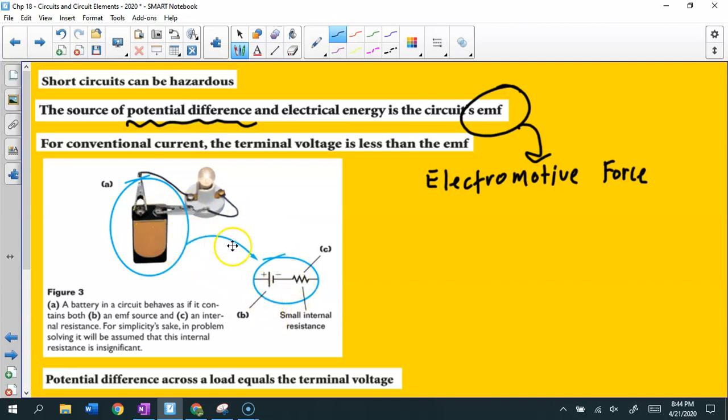So this battery behaves as a small little resistor. But if you read here, it says, for simplicity's sake, in problem solving, it will be assumed that this internal resistance is insignificant. So it's interesting. Remember when we learned something like kinematics or forces, we said that there is no air resistance. Pretend that air resistance doesn't exist. Well, everywhere in physics there's going to be some level of resistance. So now that we're learning electricity, we ignore that bit of resistance that the battery has. The only resistance we focus on is the resistors that we put in the circuit.